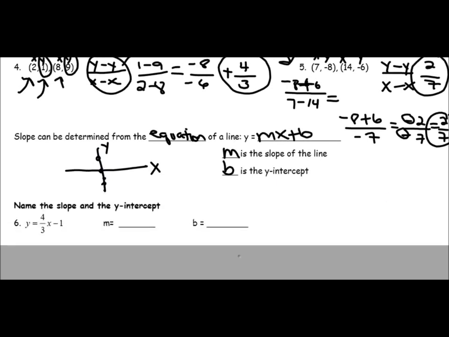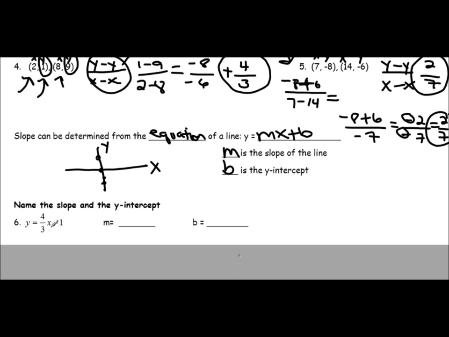So if we're given that y equals 4/3 x, the value in front of my x is my slope. So my slope is 4/3, and then I have -1. The -1 is my y-intercept, and my y-intercept is -1.